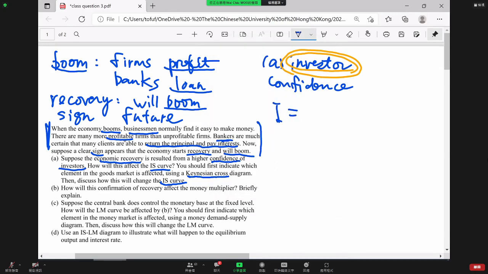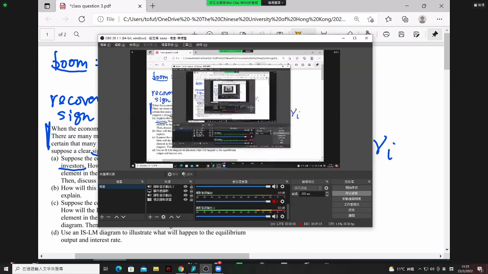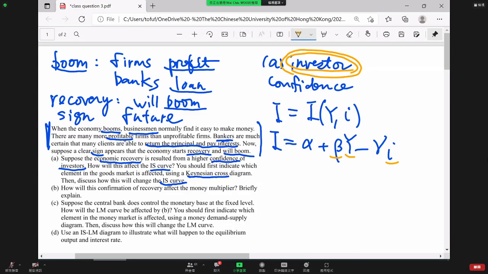So this is investment. But investment, if you still remember the model, is affected by output or interest rate. Of course, if you have a specific model, you might consider something like this. Okay, this is a linear investment model saying that output is positively affecting investment and interest rate is negatively affecting investment. Okay, but now this is a confidence effect.